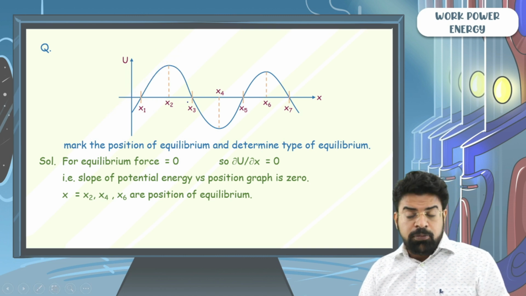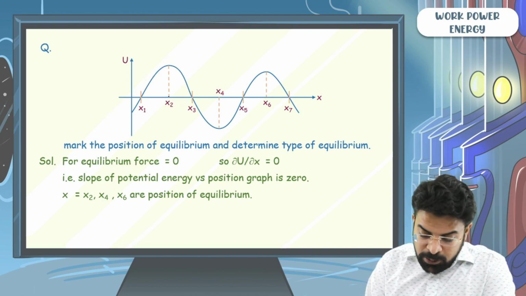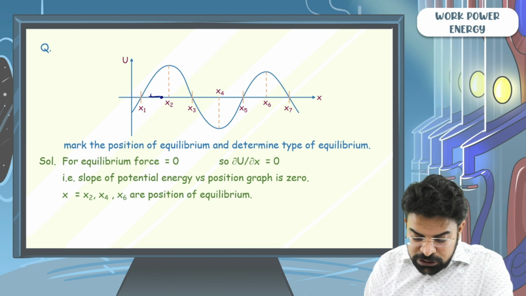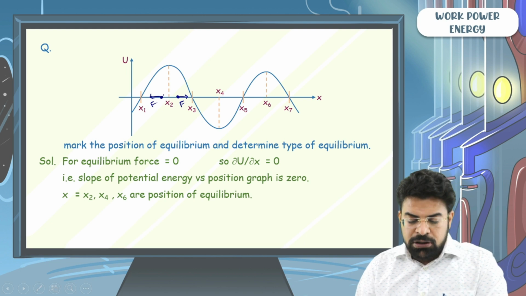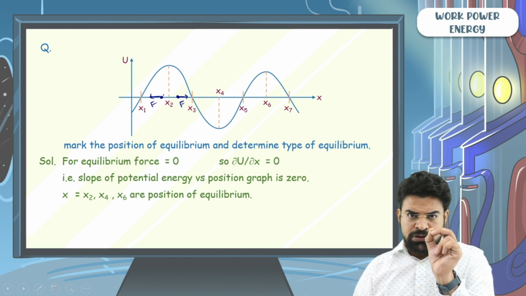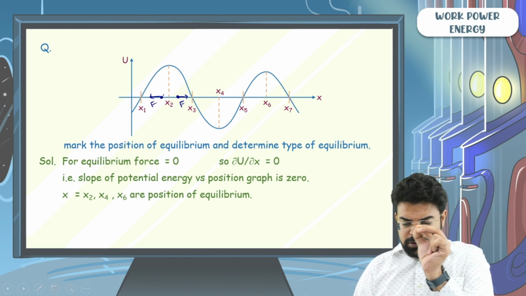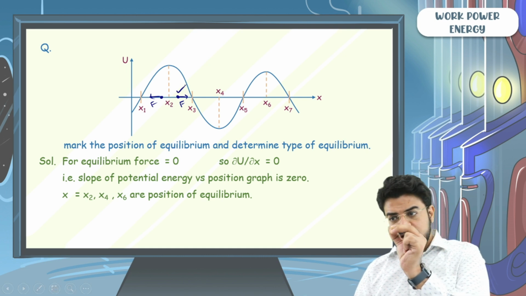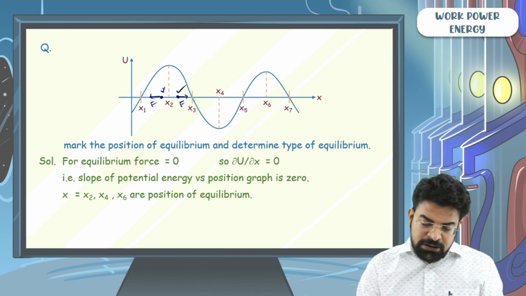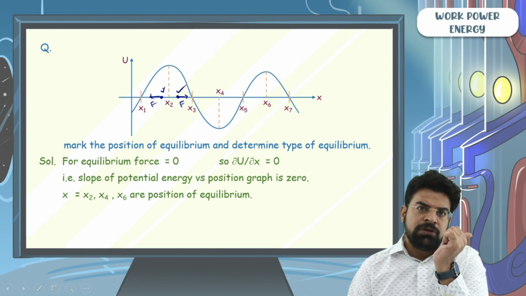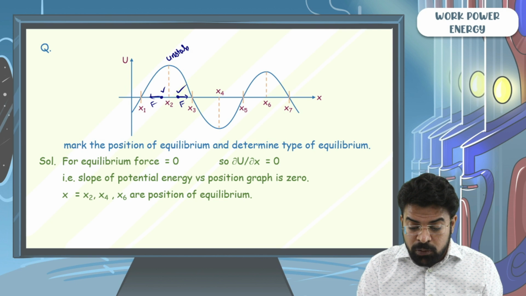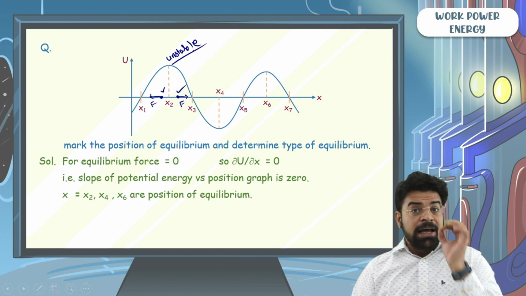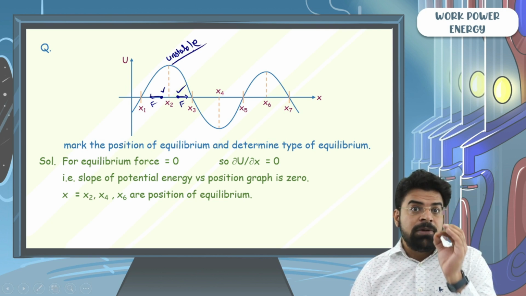So think of the points around x2. At a point on the left of x2, the force is negative. At a point on the right of x2, the force is positive. So if I have a particle at x2, and I displace it a little bit towards the right, then the force is towards the right. When I displace it a little bit towards the left, the force is towards the left. This is the classical example of unstable equilibrium. So at x equals x2, we get unstable equilibrium.